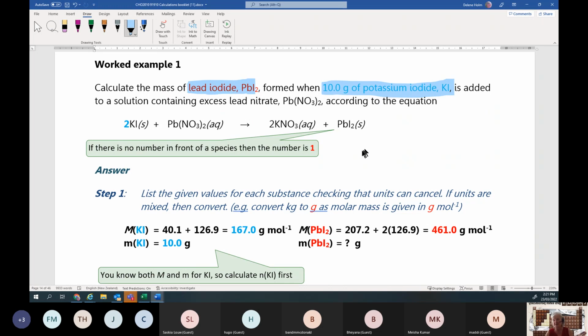Now remember what I said, your n is equal to small m over big M can only apply to a single substance. I can't have n or m applying to KI and then n applying to lead iodide. It's not going to work. You're going to get the wrong answer. So you need to be able to swap from one to the other. And the way that we do that is what we call the mole ratio.